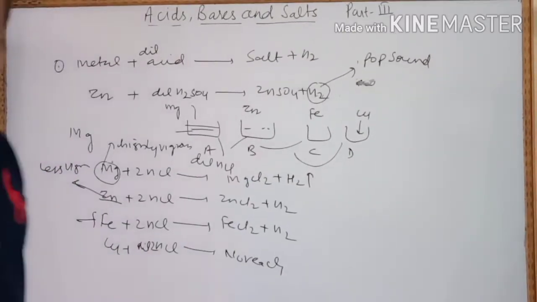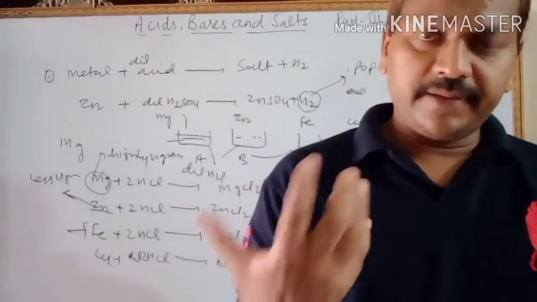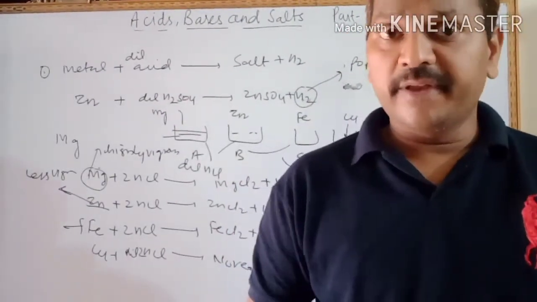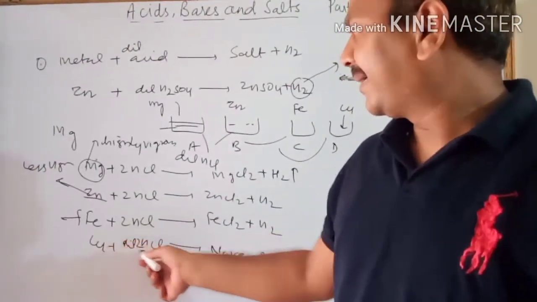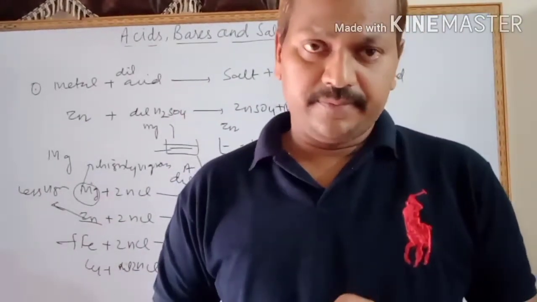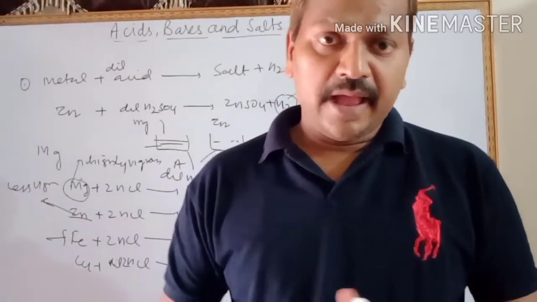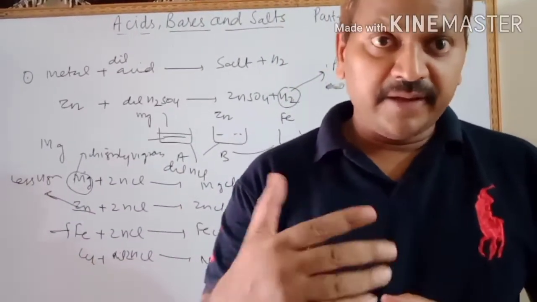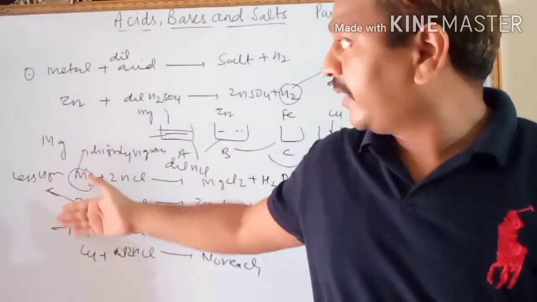Iron reacts slowly with dilute HCl, and copper with dilute HCl shows no reaction. You see, there is no reaction with copper metal. So the conclusion is that not all metals react with dilute acid, and they do not show the same vigorous nature. The vigorous nature gradually decreases. Why?